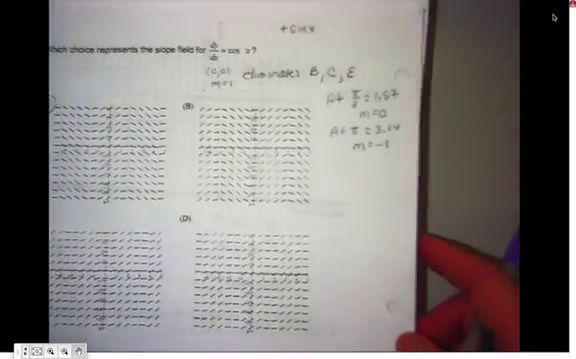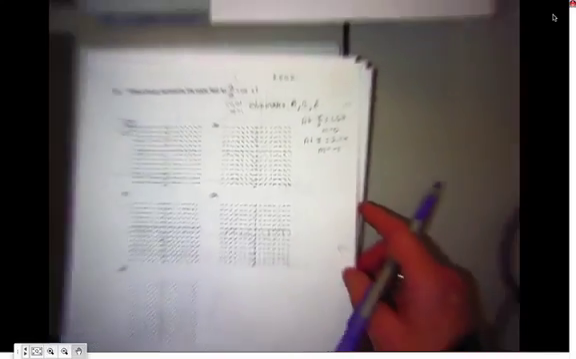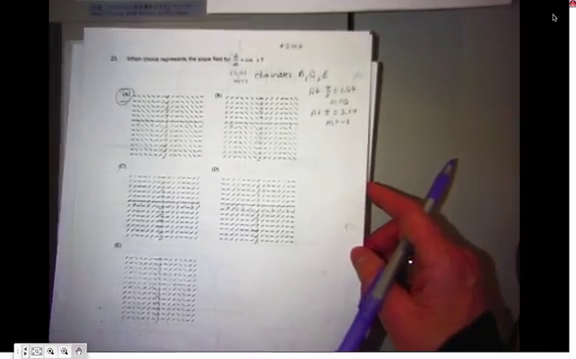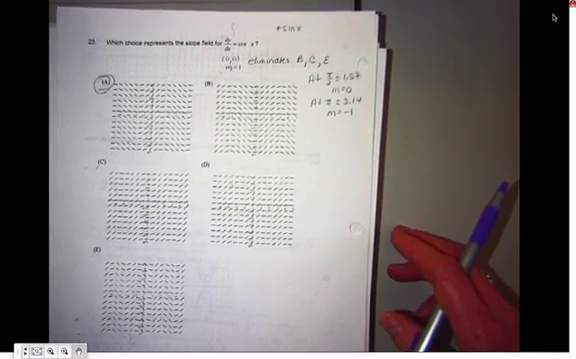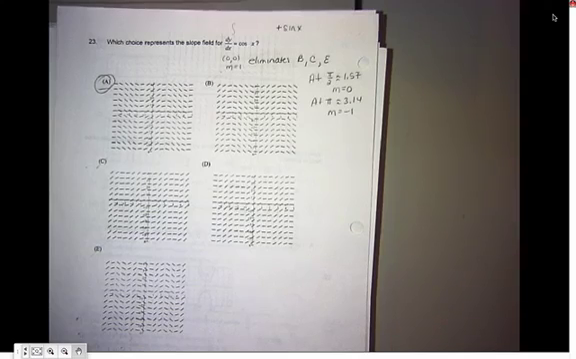Okay, 23, so let's take the most time. Which best represents the slope field for dy dx equals cosine of x? Tell me what this means. What are we looking for? When we look at the slope field, what are we looking to see? How does that slope field relate to that equation? What's the slope field show you? Kind of like a line, cosine of x.